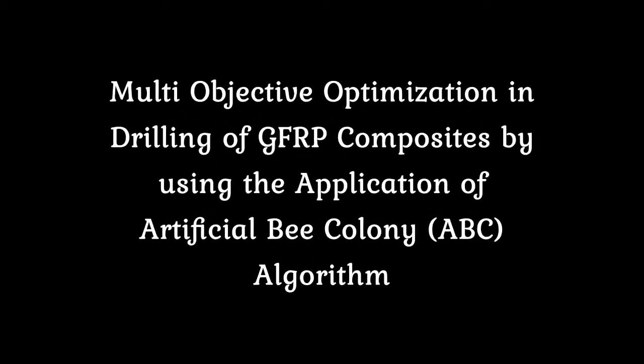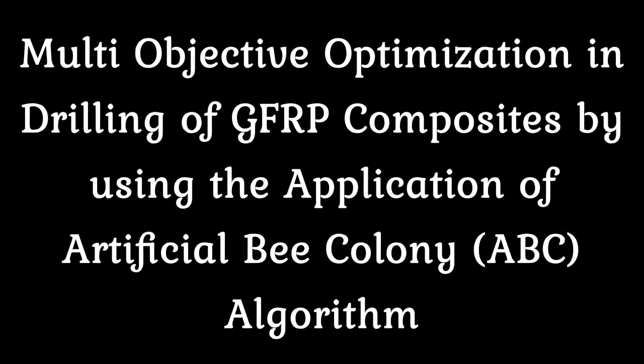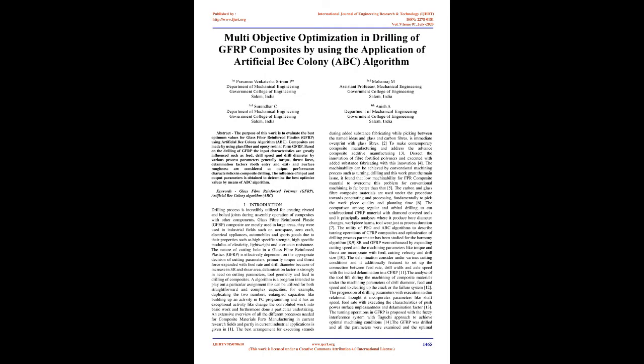Multi-objective optimization in drilling of GFRP composites by using the application of artificial bee colony, ABC, algorithm. Abstract: the purpose of this work is to evaluate the best optimum values for glass fiber reinforced plastics, GFRP, using artificial bee colony algorithm, ABC.